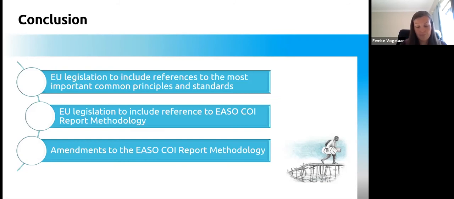And by including the principles and standards in binding EU legislation that speaks to the decision-making process specifically, it will shift the focus from the COI research side of things to the use of COI by decision makers. And hopefully, as a result, the evidentiary assessment of COI will get a more prominent place in decisions.